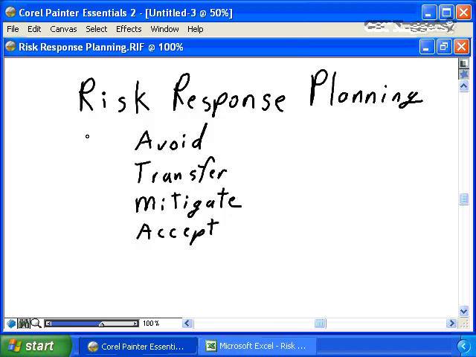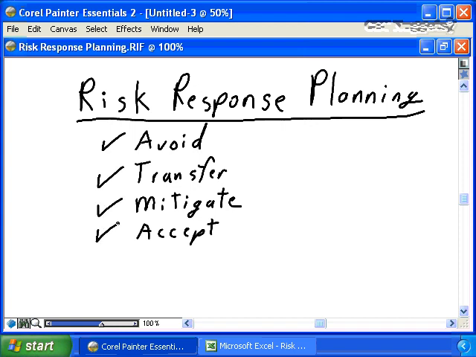Once you have completed your quantitative and qualitative risk analysis, it's time to complete the risk analysis process with the definition of your actual risk response plan. With risk response planning, you're defining the actions you're going to take as a project manager, as a project team, to deal with the risks, each and every one of the identified risks. Your basic strategy for risk responses is you can avoid the risk, you can transfer the risk, you can mitigate the risk, or you can accept the risk.